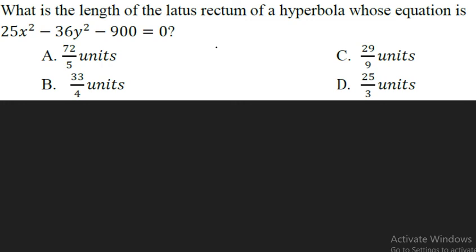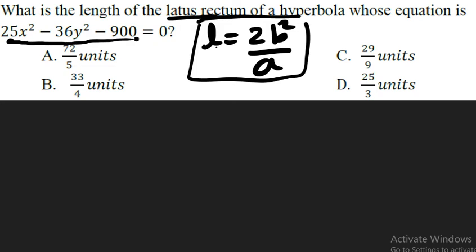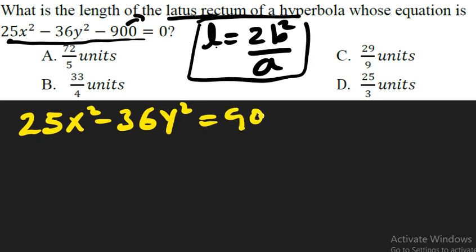The next question says, what is the length of the latus rectum of a hyperbola? The length of the latus rectum for a hyperbola, don't forget, is 2b square over a. That's the formula. So first of all, we need to write the given equation of the hyperbola in the standard form. For that purpose, let us shift the constant first to the right side. So it's going to be 25x square minus 36y square is equal to 900. Then the next step, divide each of them by 900 to make the right side 1.